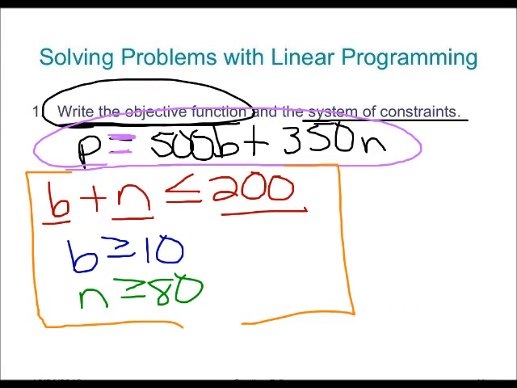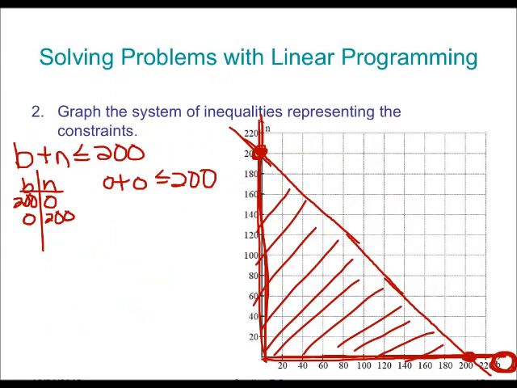Second inequality is B is greater than or equal to 10. So I have B is greater than or equal to 10. Notice I just have the variable B. I don't have a B and an N. So it's either going to be a vertical line or a horizontal line. Well, the B axis is going this way. So B equals has to go opposite. It's going to be a vertical line. So B greater than or equal to 10 has to be a vertical line, solid, at 10.